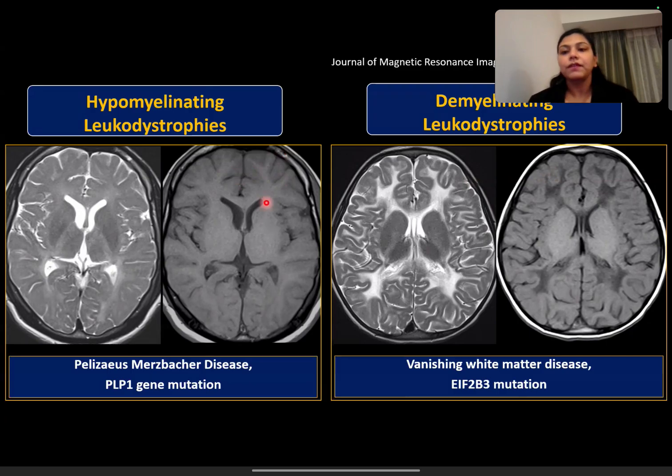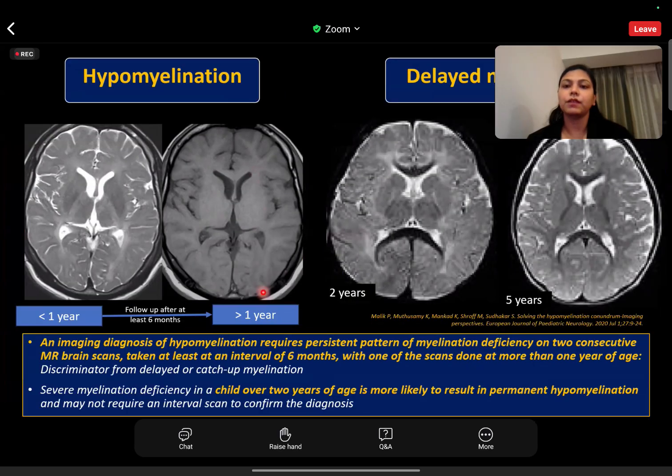Whenever we are labeling any patient with hypomyelination, it is very important that whenever a child comes for MRI for the first time, if the scan is done at less than 1 year of age, we should not directly label it as hypomyelination. We should rather say that it is delayed myelination for age.